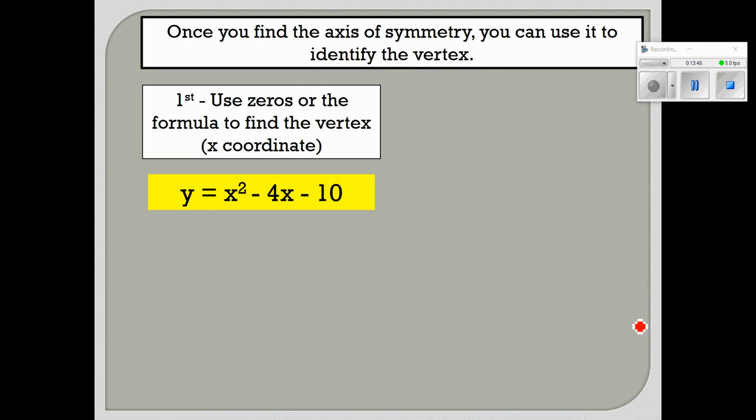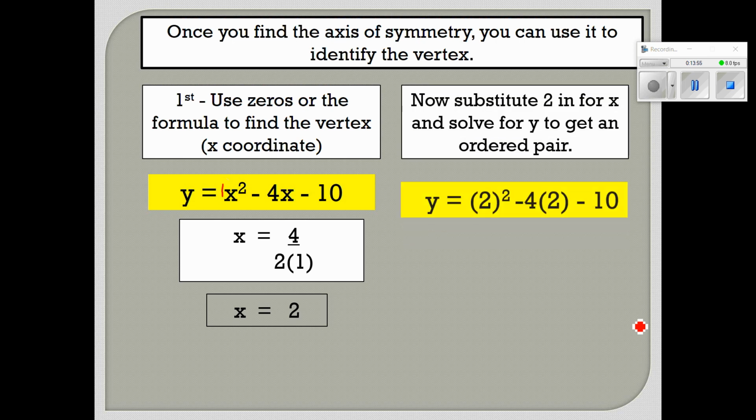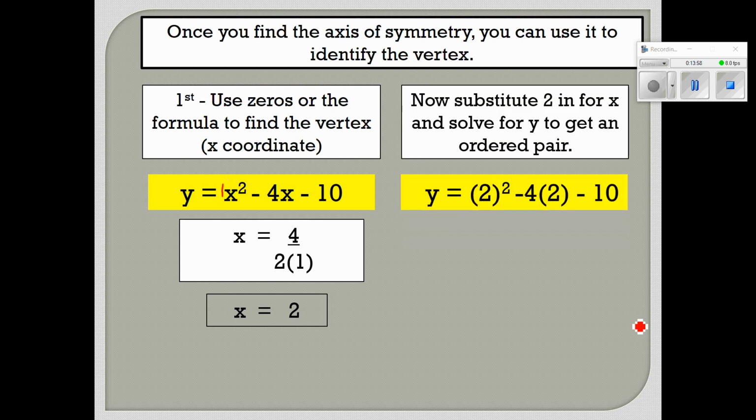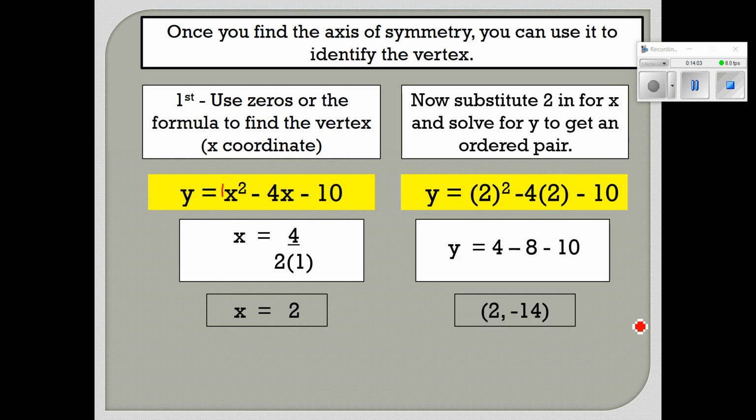Okay, one more practice. Again, we use the -b over 2a. So the opposite of b is 4 over 2 times a. So we have 4 divided by 2 is 2. If we plug that back in to find our y, we have 2 squared minus 8 minus 10. So we have 4 minus 8 minus 10, which would be a -14. So our vertex is 2, -14. So now we know that the axis of symmetry is at 2. The vertex is at 2, -14. And we know that it's going to go up. So we know a little bit about that parabola.